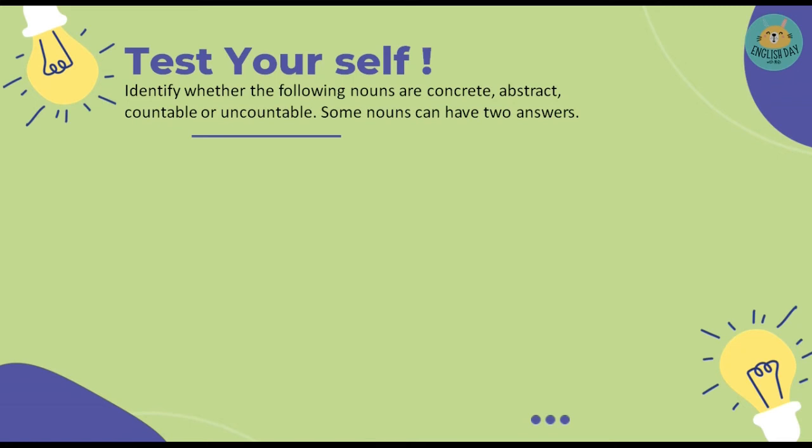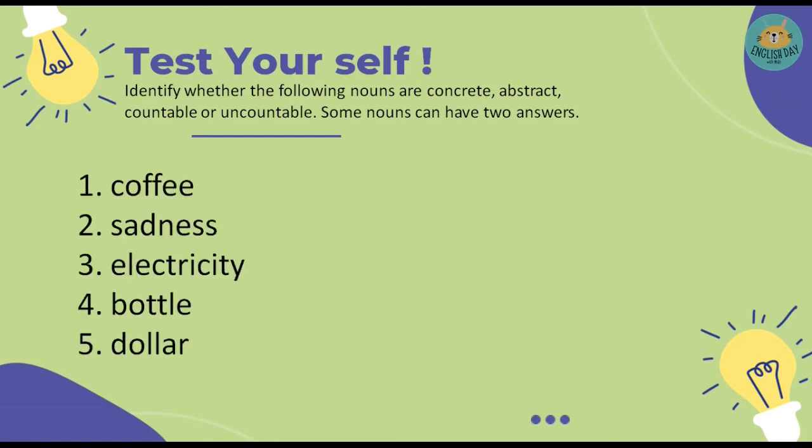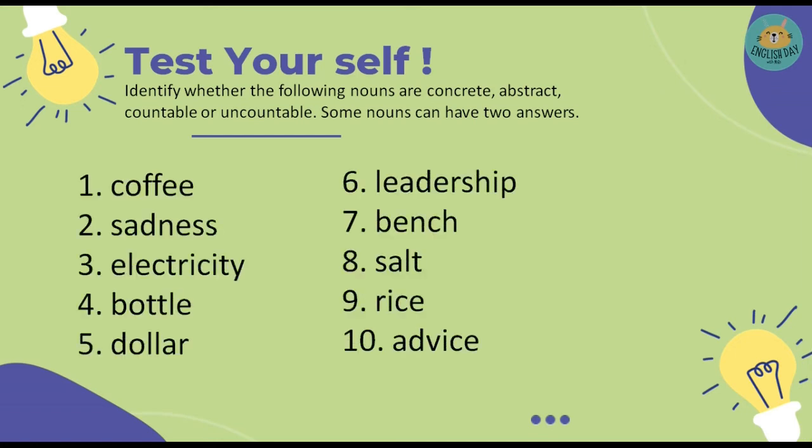Now let's move on to a short exercise. Now we have to identify whether the following nouns are concrete, abstract, countable, or uncountable nouns. Some nouns can have two answers. Let's have the first one. Coffee. Is this concrete, abstract, countable, or uncountable?